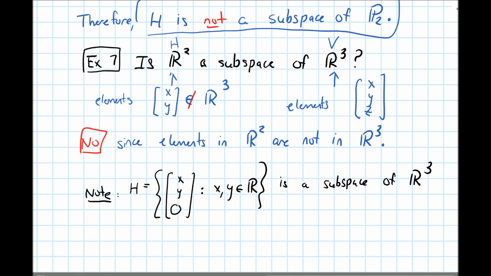Vectors in H live in R3, since they each have three entries, so they're elements of R3. And moreover, this set, it turns out, will satisfy those three key properties. It has 0 in it, it's closed under vector addition, and it's closed under scalar multiplication.